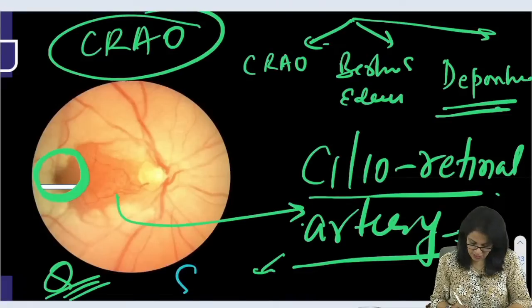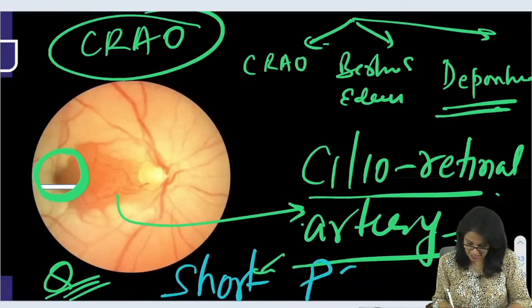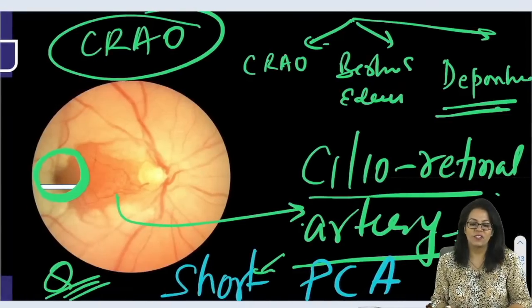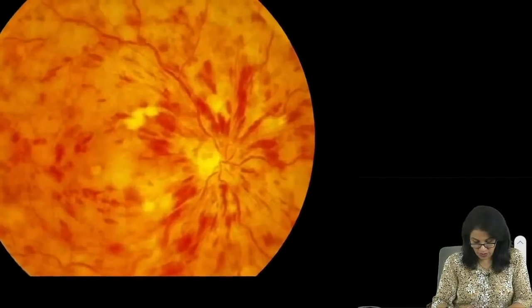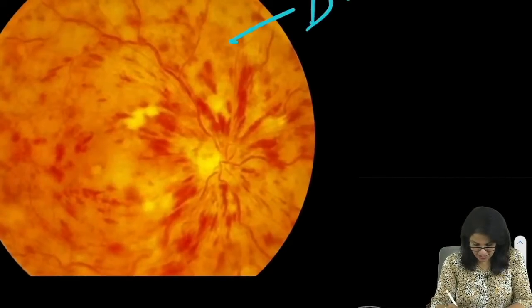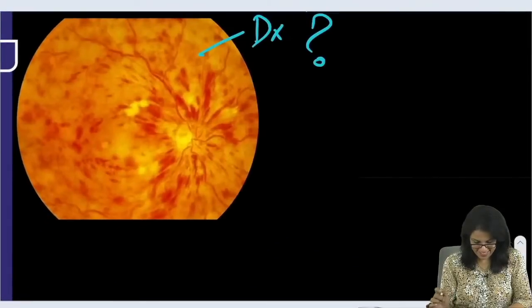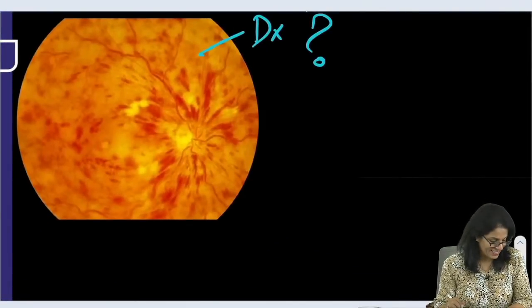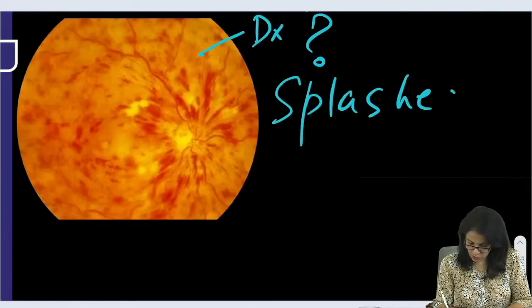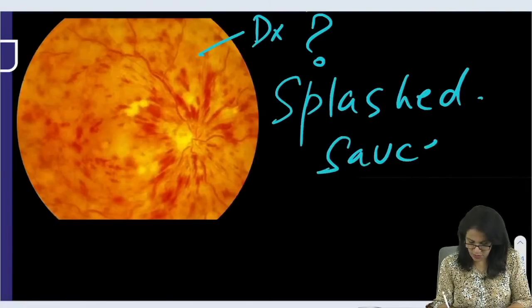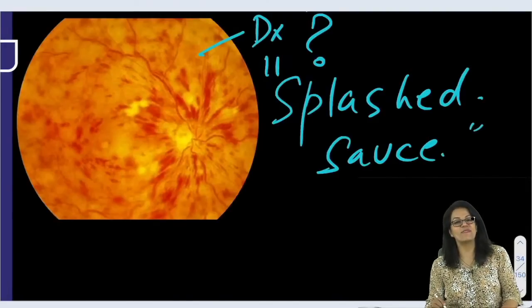The cilioretinal artery is a branch of, we will remember, the short posterior ciliary artery. Okay, so once you talk about CRAO, what are you now looking at? Spot diagnosis. What is the diagnosis? Quickly. I see an optic disc. Very good, it is the short posterior ciliary. Very good, Shruti. This is a splashed sauce appearance. Tomato I don't know, but splashed sauce. It will obviously be tomato. So, splashed sauce appearance, isn't it?